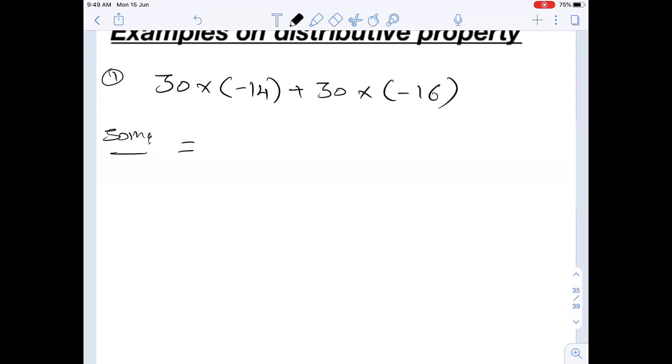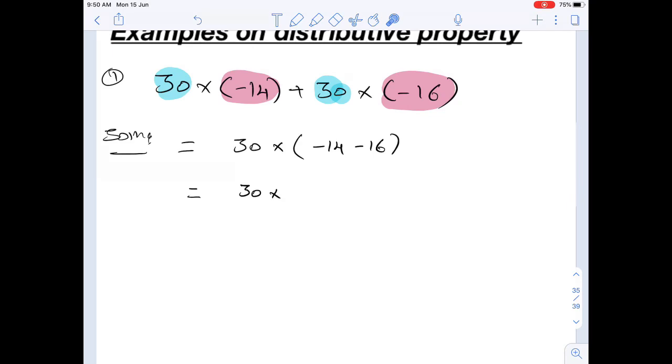So I am just writing it once again. Okay, before writing, I am just marking the common one. So here 30 and here 30. Now if I remove this common, what should I get? 30 into, now inside the bracket, what are the uncommon terms? Okay, so I am marking with this color, minus 14 and here minus 16, so that I will write it together inside the bracket: minus 14 minus 16 equals to, now keep this 30 as it is.